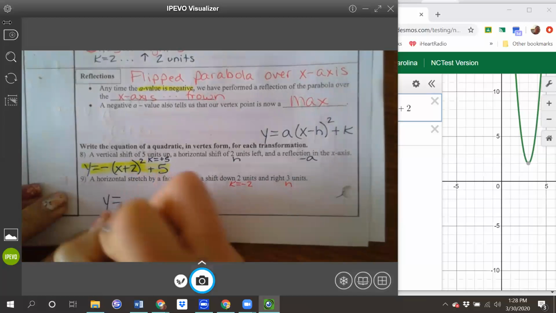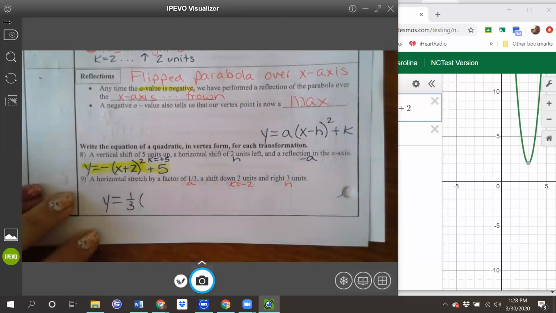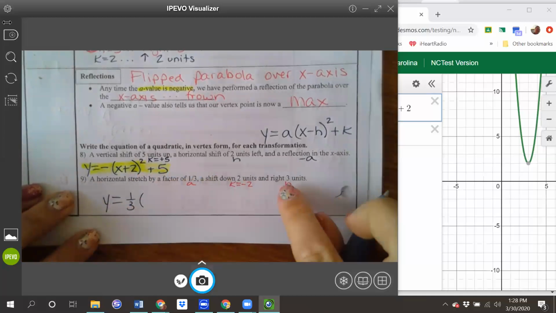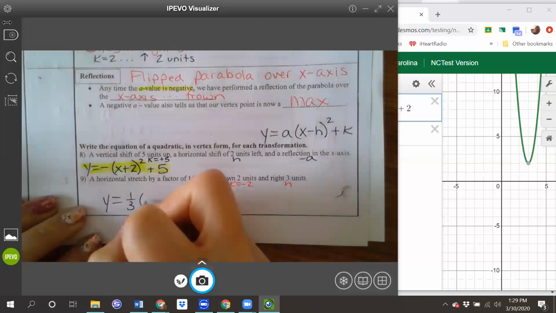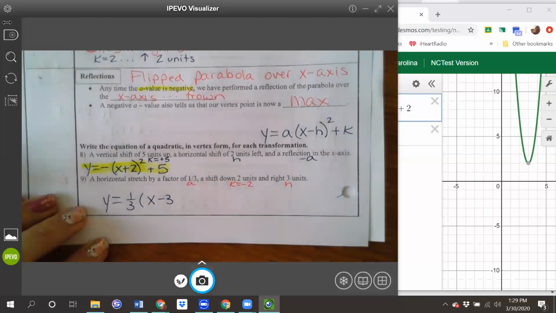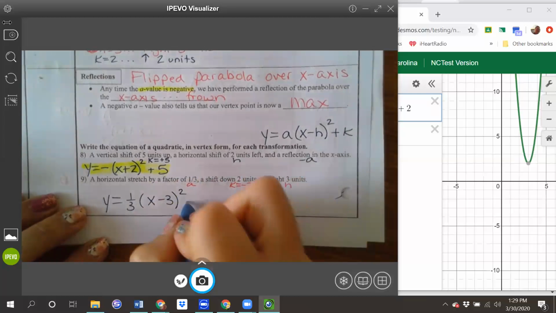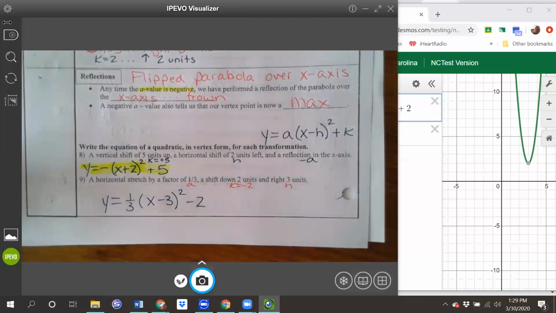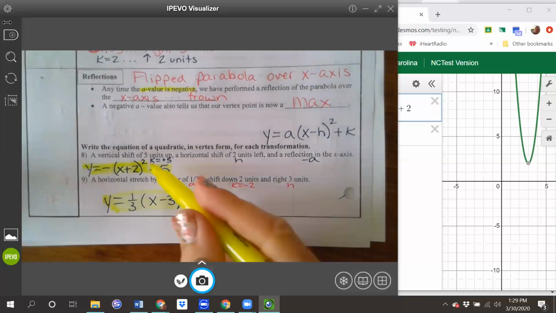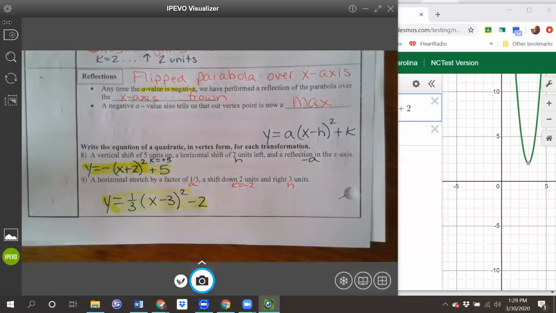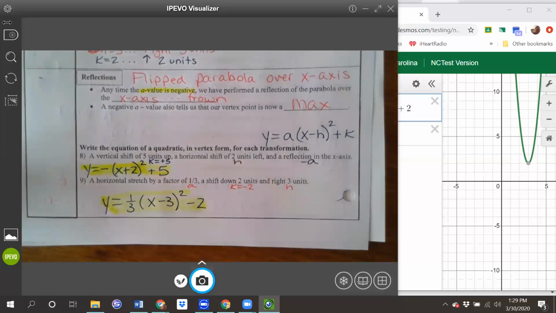All right, let's write our final equation. So y equals A, that's going to be 1/3 times, I want to go to the right 3 units. My gut says x plus 3, so I have to do the opposite, x minus 3, square it, and then a K value of -2. So that is your final equation here. And you can graph both of those equations on Desmos, and you can check to make sure that these transformations are happening.